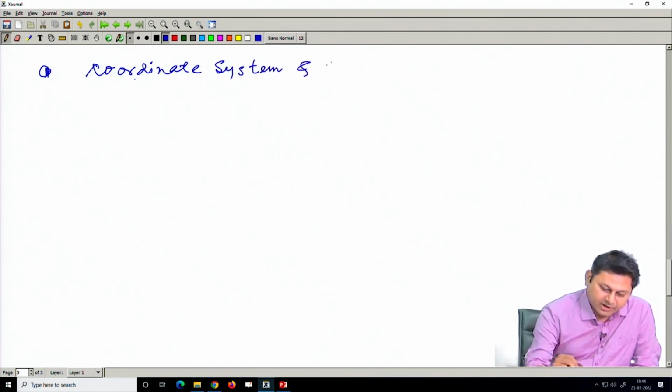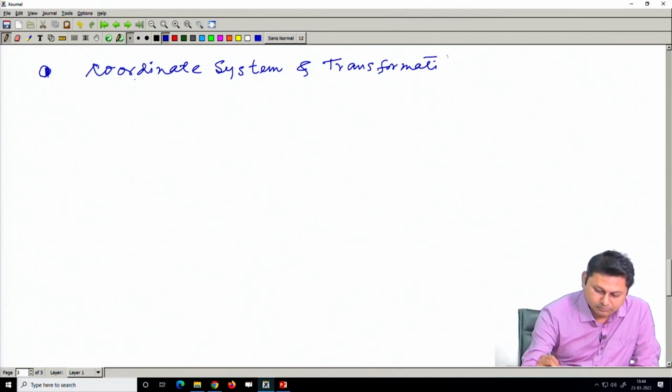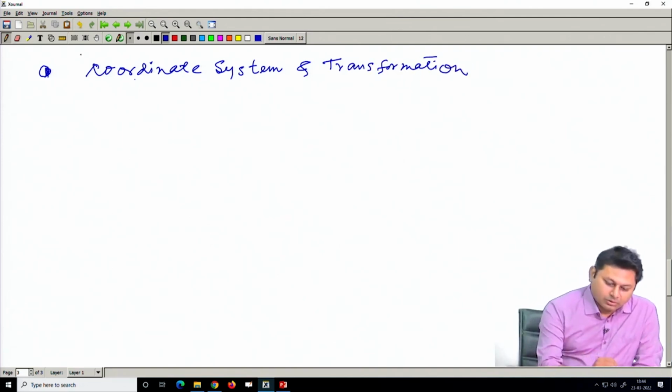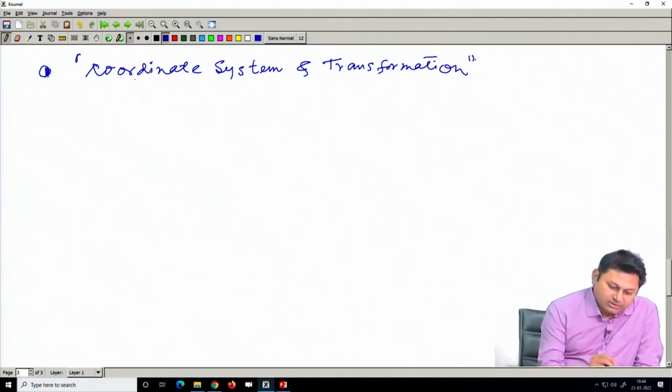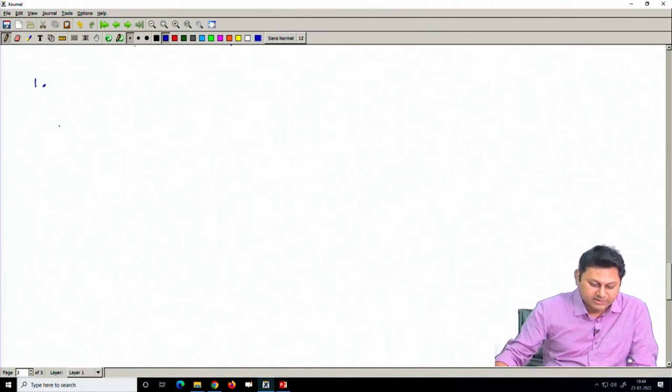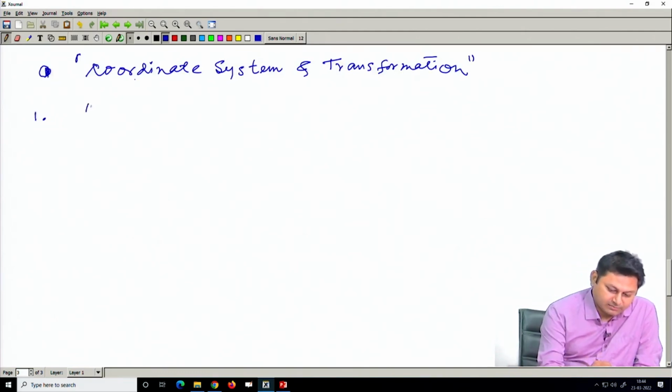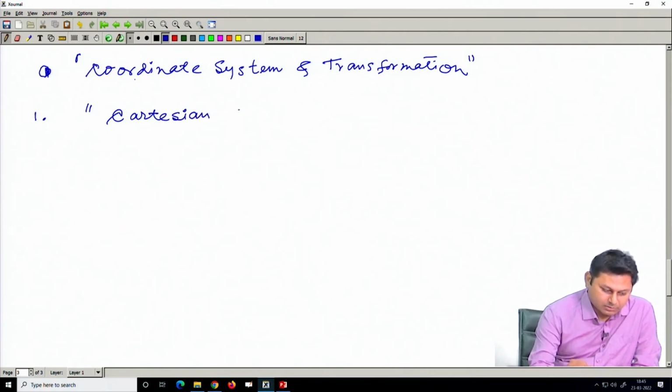Coordinate system and transformation. Okay. So, coordinate system and transformation. So, let us start with the most useful or most well known coordinate system, which is the Cartesian coordinate system.